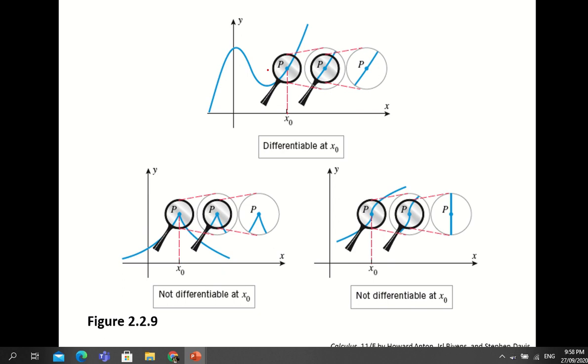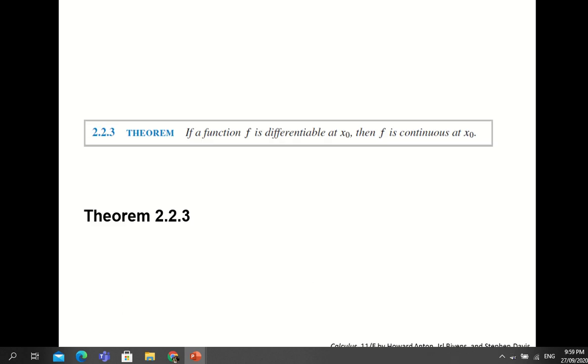So it is continuous. Whereas this one is what we call not differentiable at x sub 0. Why? Because as the point Q moves closer to P until it reaches P, it reaches the point of vertical tangency. So it is no longer differentiable at x sub 0. And similar to this one also, class, it reaches the point of vertical tangency, so not differentiable at x sub 0.